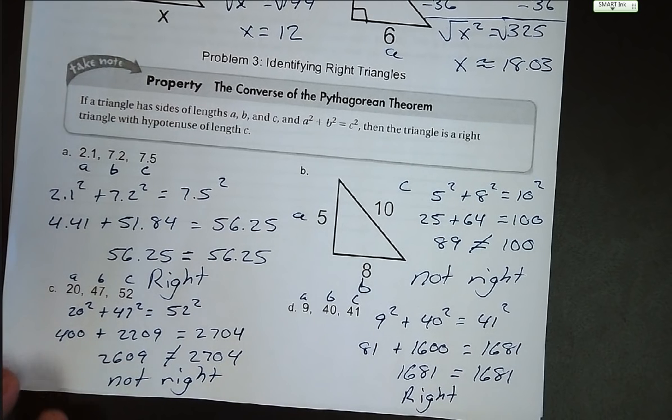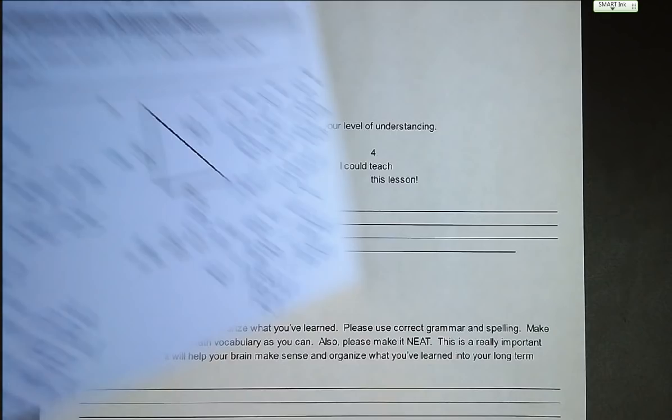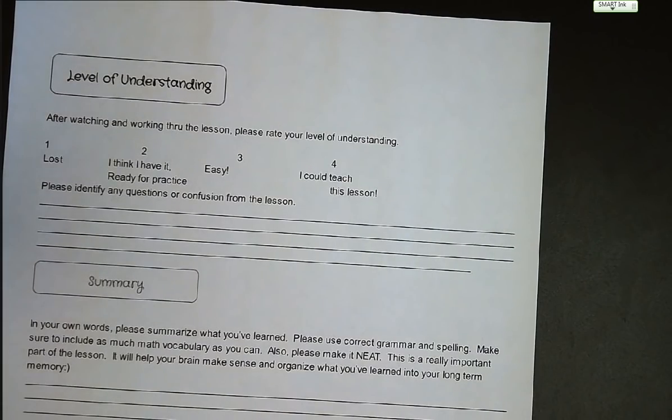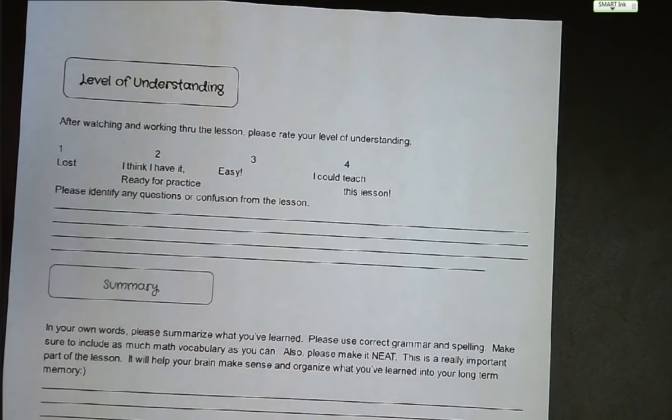Okay. And moving on to the last page, our level of understanding. Make sure you circle whether or not you're lost or you can teach this lesson or somewhere in between. Write down any questions or confusions you may have from this lesson, and make sure you write a summary in your own words of what you learned and how to apply the Pythagorean theorem to finding triangles.